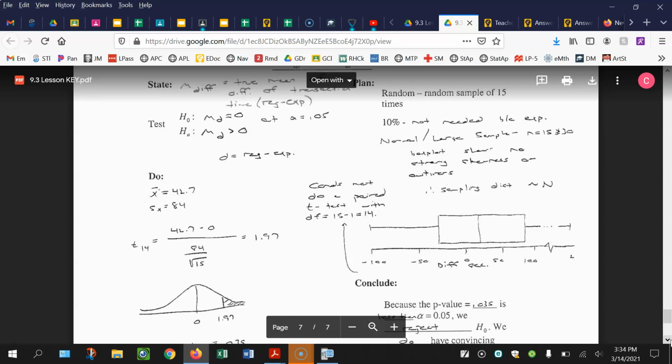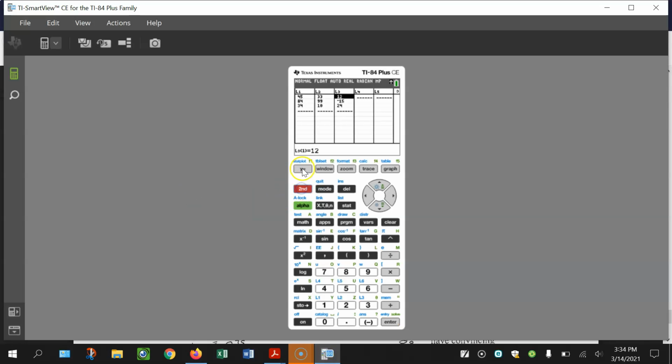So then I needed to get a box plot of the differences. So I would go to my second y equals, I'd turn my plot on, I'd pick the correct box plot, but I need to make sure, for me, I'm looking at a box plot of list 3. I got all sorts of graphs going here, but I'm just looking at the box plot of the differences. You'll notice this doesn't have any whiskers because there was only 3 data points.